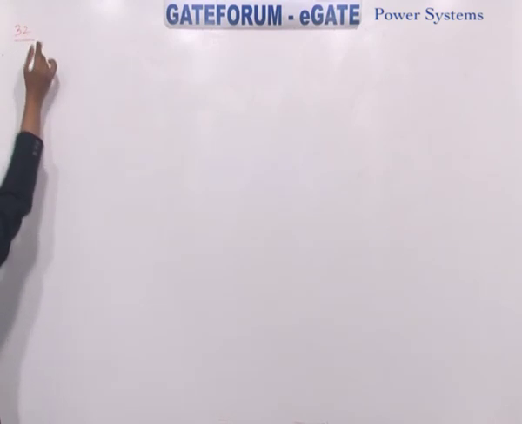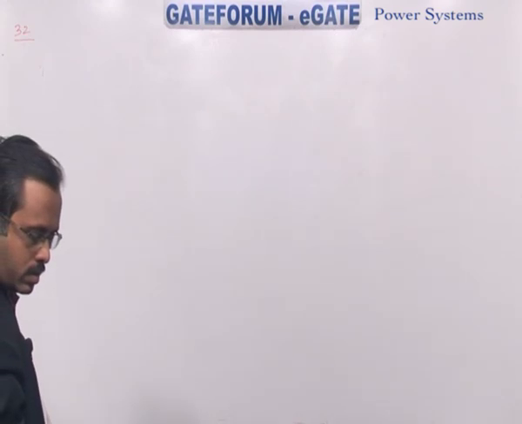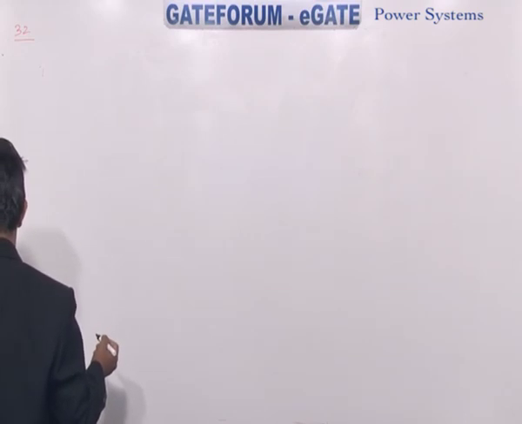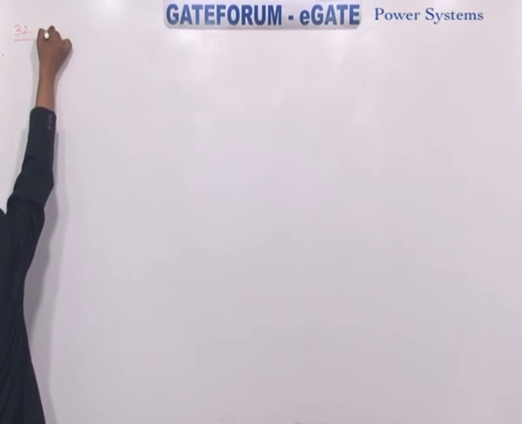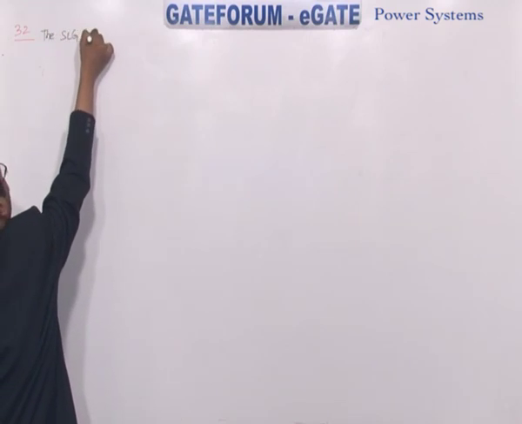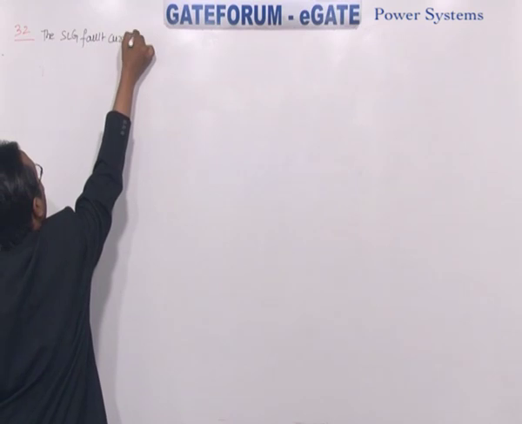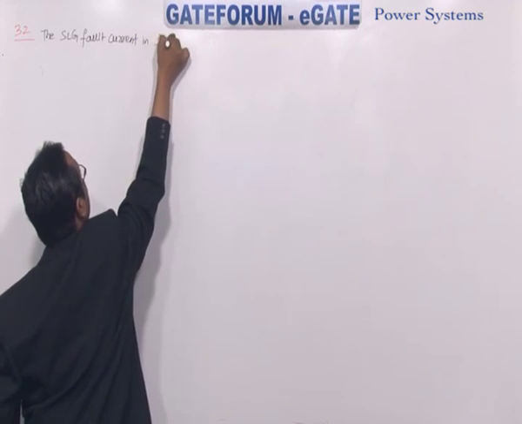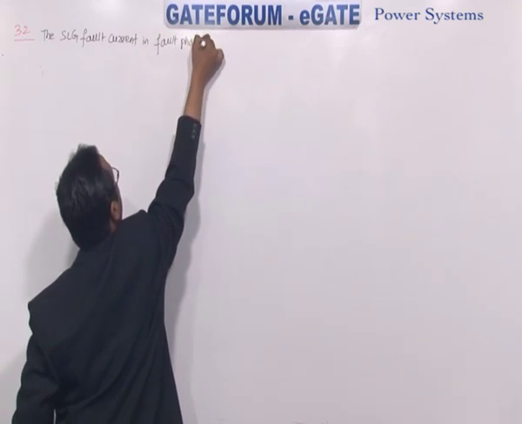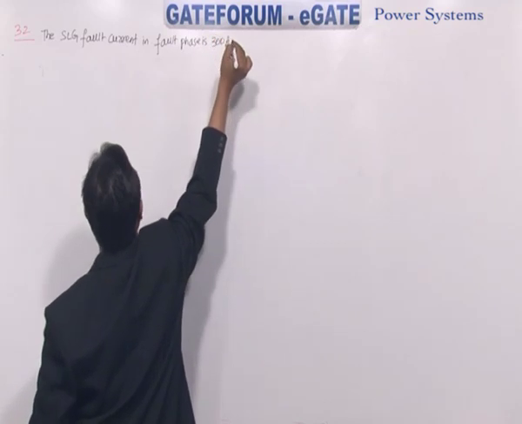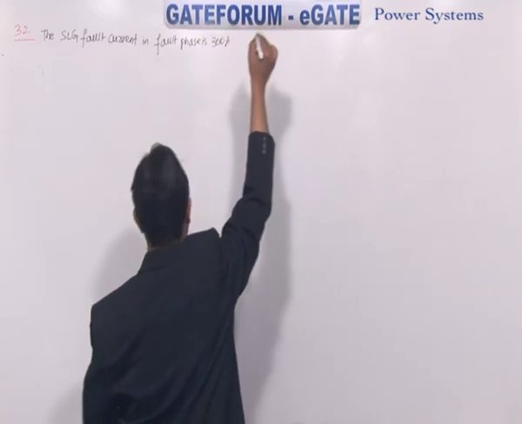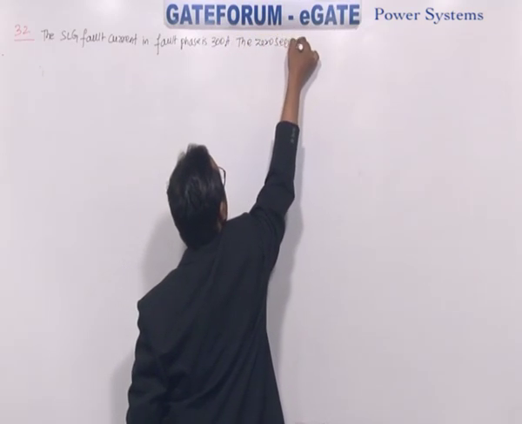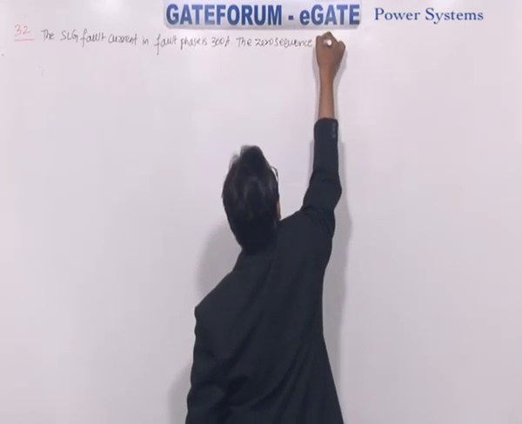And now we solve this next question. The single line ground fault current in the fault phase is 300 amperes. The zero sequence current is.